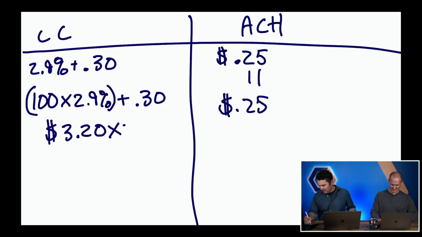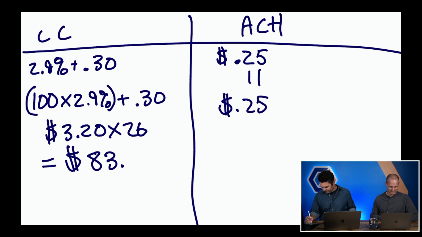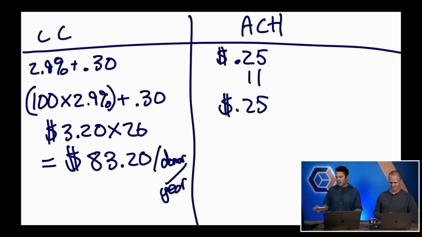So $3.20 is our credit card fee per transaction there, and I'm going to do times 26. So this will equal, let me get my calculator out because math is hard, 3.2 times 26 equals $83.20. All right, so $83.20 per donor per year if they were to give with their credit card every time, $100 with credit card. Now ACH, we're looking at a 25-cent flat rate.